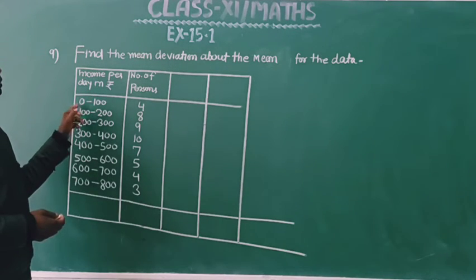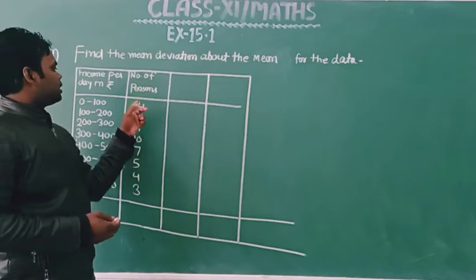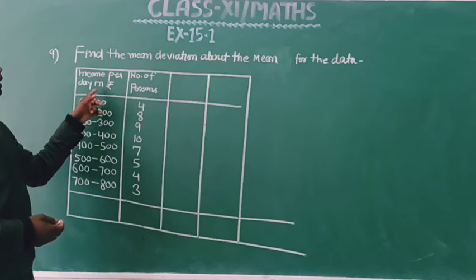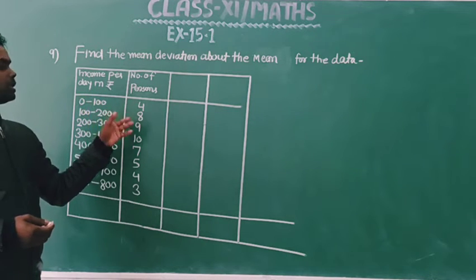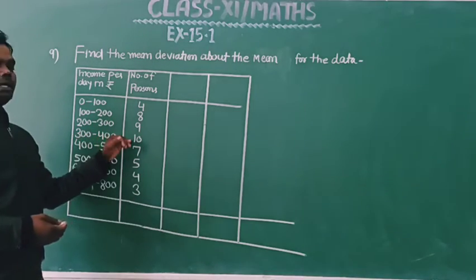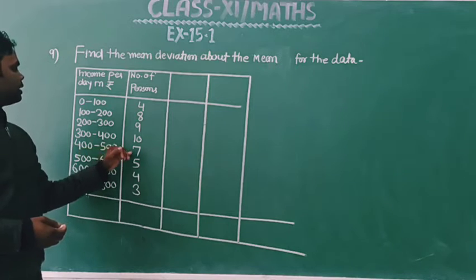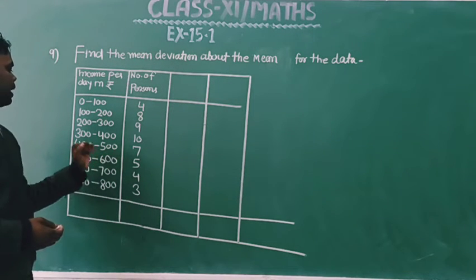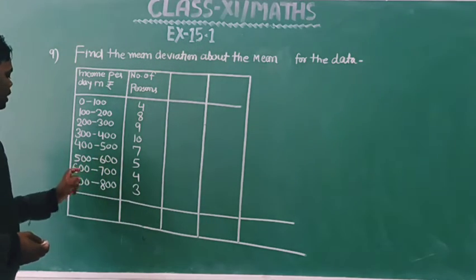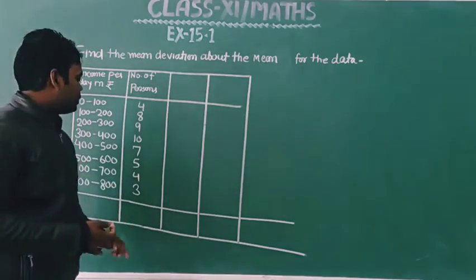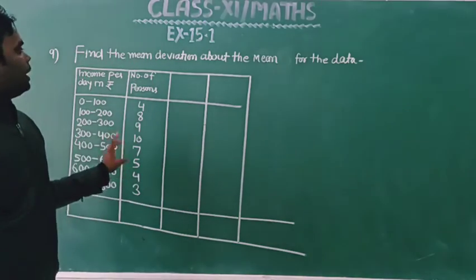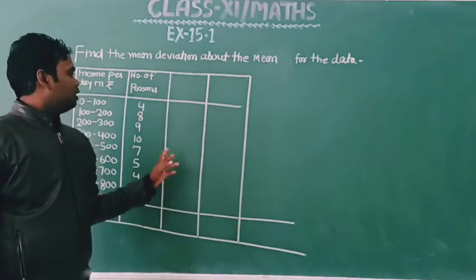Income per day in rupees 0 to 100, number of persons 4. 100 to 200, number of persons 8, and 200 to 300, 9. 300 to 400, 10. 400 to 500, 7. 500 to 600, 5. 600 to 700, number of persons 4, and last, 700 to 800, the number of persons given is 3. And we have to find its mean deviation about mean for the data.